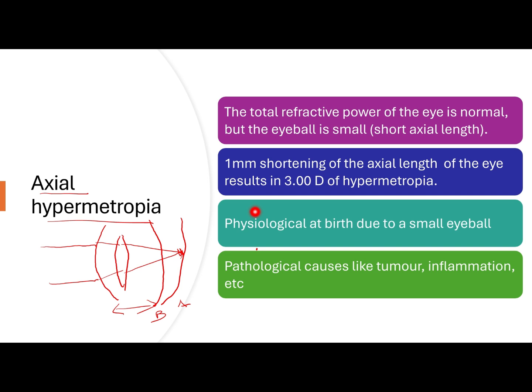1 millimeter of shortening of the axial length of the eye will result in around 3 diopters of hypermetropia. Now at birth, the eye is normally small. So such a kind of hypermetropia which is seen at birth is known as physiological. But sometimes this axial shortening can happen because of some tumor which is pressing from behind or inflammation, and such a reason for change in the axial length and resulting hypermetropia is known as pathological axial hypermetropia.